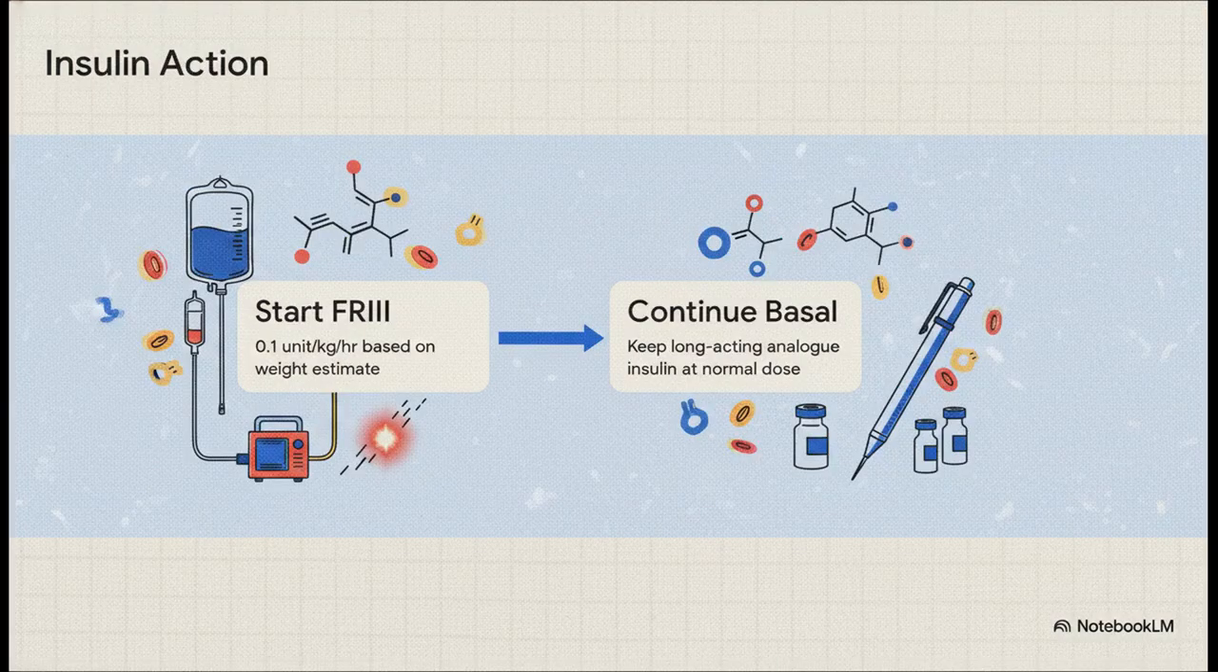Okay, so at the exact same time those fluids are running, you pivot to Action 2, locking in your fixed-rate intravenous insulin infusion. You set this at 0.1 units per kilo per hour, based on their estimated weight. But listen up, because this is an incredibly crucial point that gets missed on the wards all the time. You must continue their usual long-acting analog insulin, like glargine or detemir, at its normal dose and time. Never, ever stop their basal insulin.